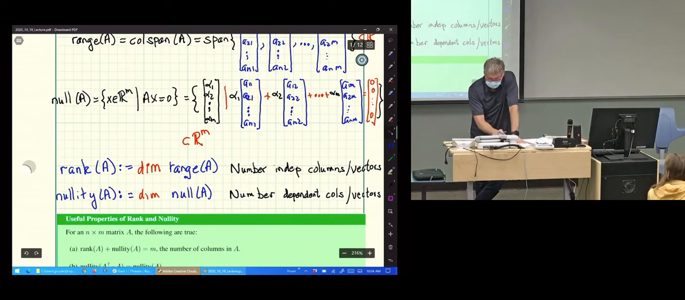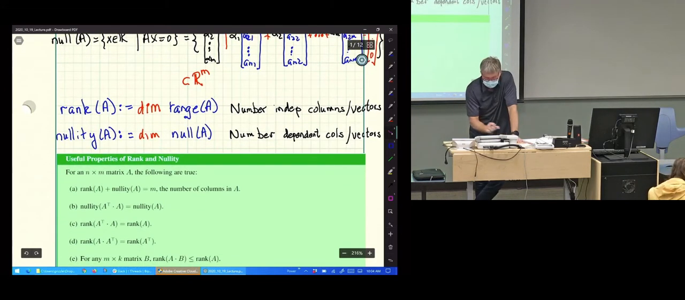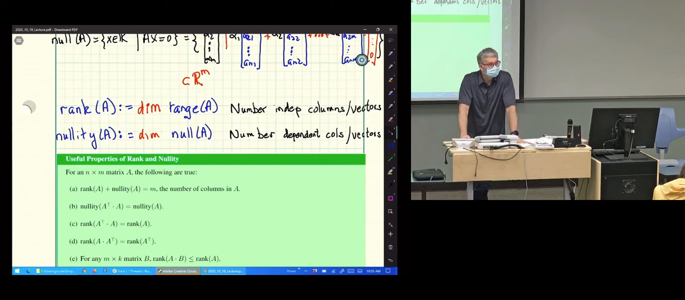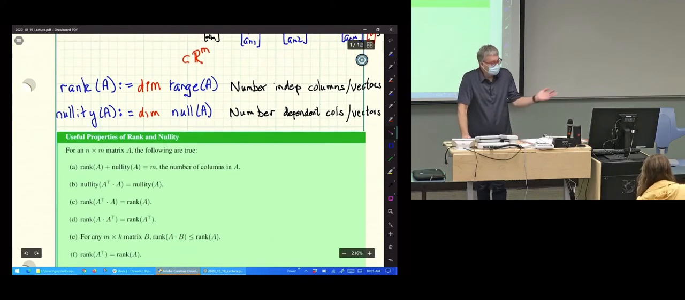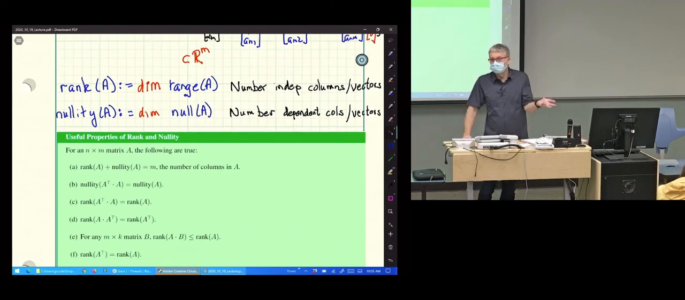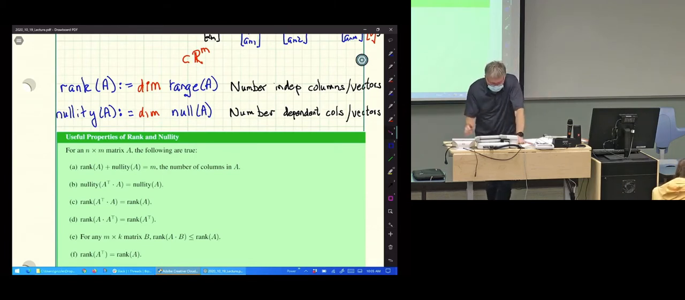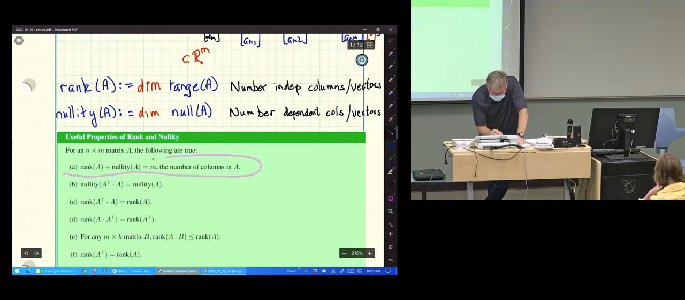Rank measures the number of independent columns. Nullity measures the number of dependent columns. Now, there's only so many columns in a matrix, and the sum of those two numbers is the total number of columns in the matrix. That's the rank nullity theorem. So this is very useful to know.